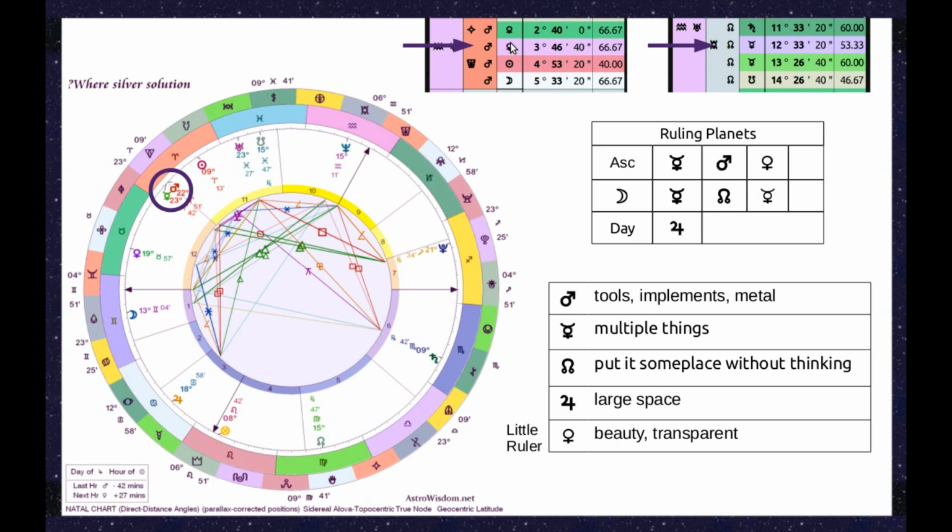And we can fill out our chart. We know that the ruler of the large constellation is Mercury. The ruler of the small constellation is Mars here. And the little ruler is Venus, right here. And so Venus goes here. We're going to do the same thing for the moon.